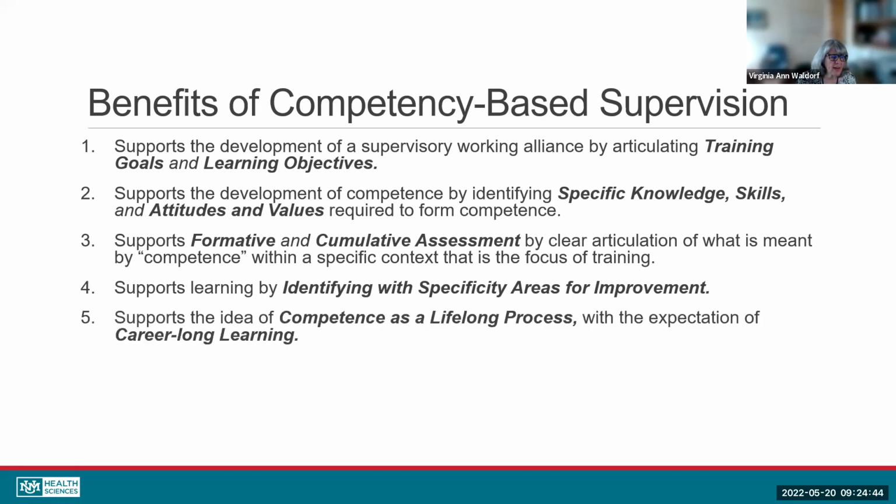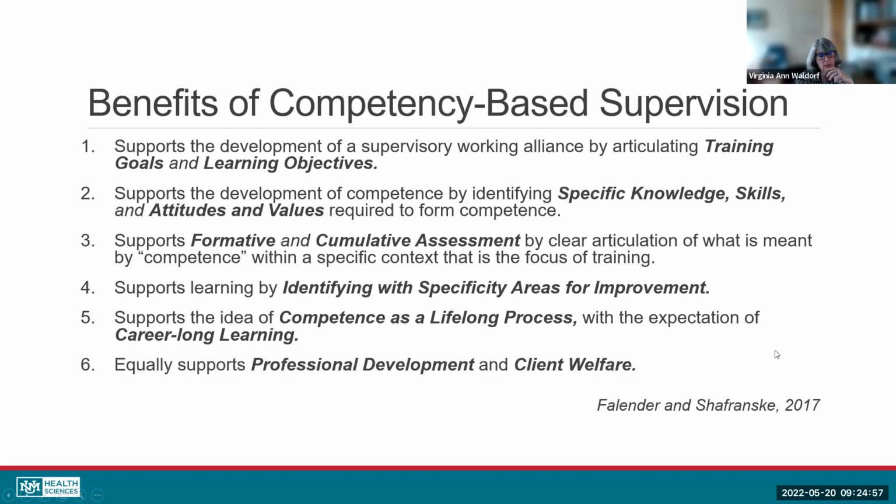It also supports the idea that competence is a lifelong process, right? We never get to the point of competency, we get to a point of being more competent with the potential for growth, and that requires career-long learning. And finally, it equally supports professional development on the part of our learners. And again, we're talking interns this morning, but this can be equally applied to postdoctoral fellows or practicum students, whoever you have in a learning environment.